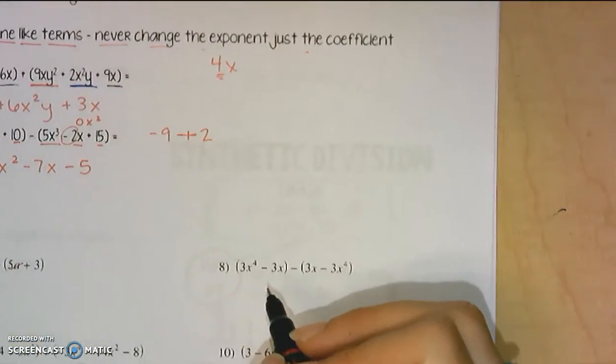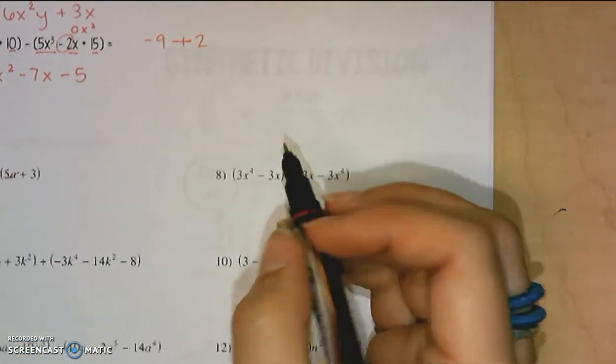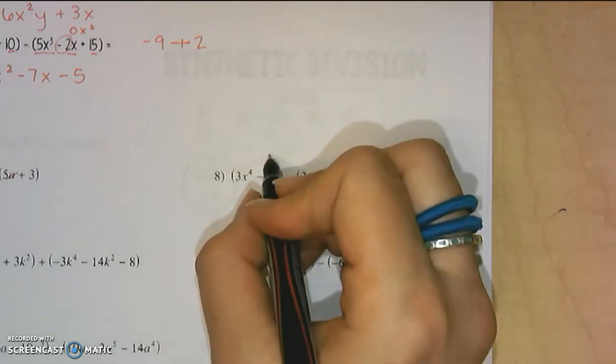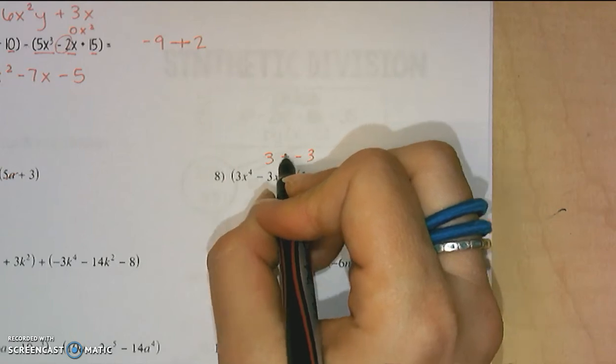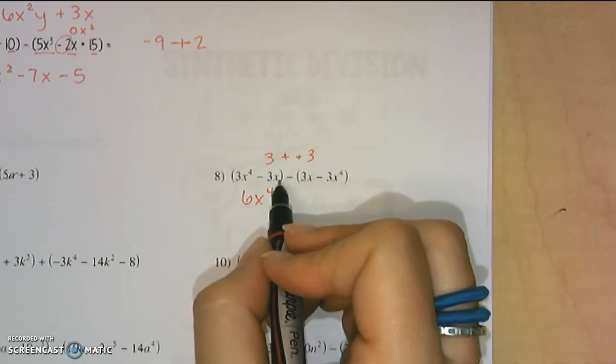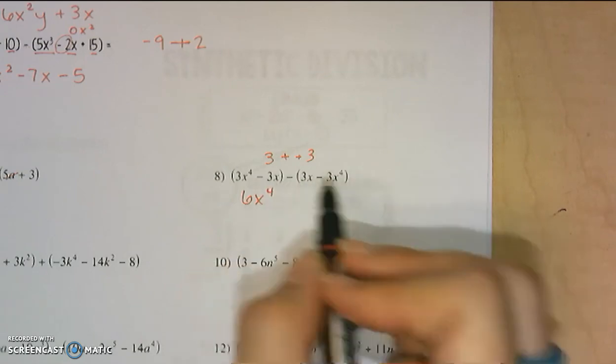Here, notice these are not in order. So this is what I was saying before. So 3x to the 4th minus negative 3x to the 4th. So we have 3 minus negative 3, so that becomes a plus. So that's 6x to the 4th. And then negative 3 minus 3, those cancel.